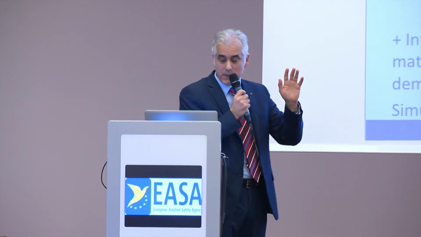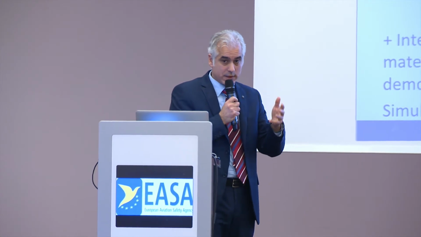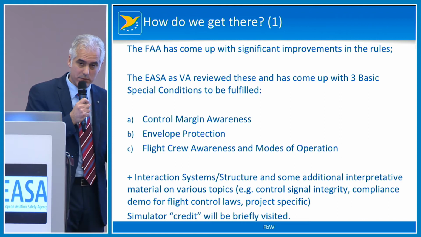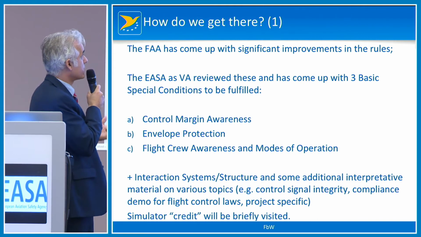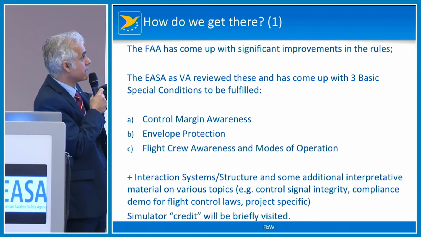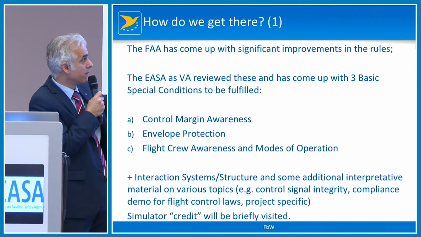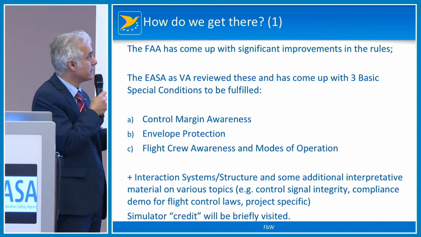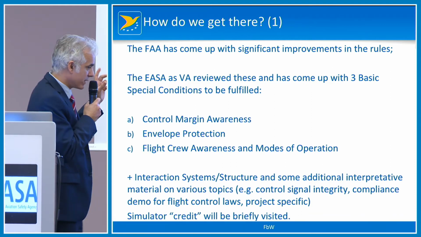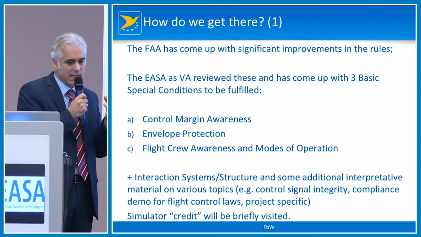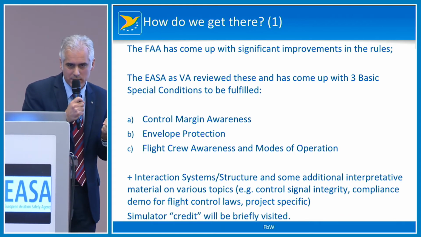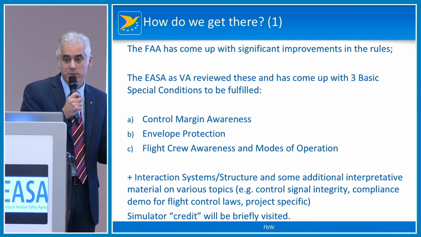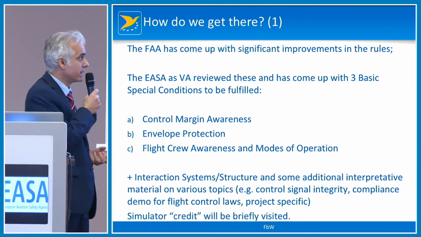So the FAA came up with a substantial number of rules that helped this situation. We cooperated with them, and thanks to this cooperation, the validating authorities reviewed all of these and came up with 3 basic special conditions, which I would like to speak to you about today, about 3 topics that essentially carry the root, the meat of the fly-by-wire. By no means can we cover the subject here within a 20-30 minute presentation, but at least I can give you a flavor of it.